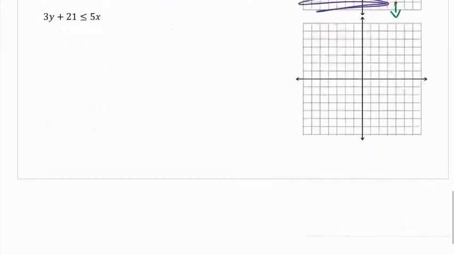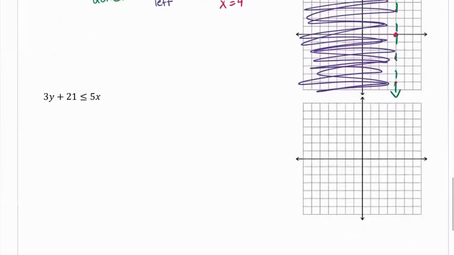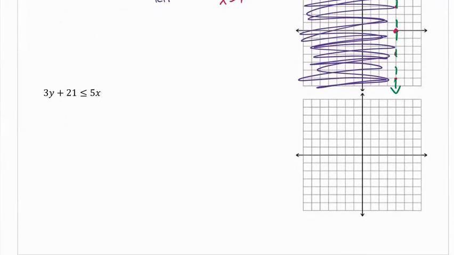All right. And our last one here. Again, if you haven't tried one of these on your own, this might be a great spot to stop. Try this one all by yourself, see how you do, and then come back and check your answer.